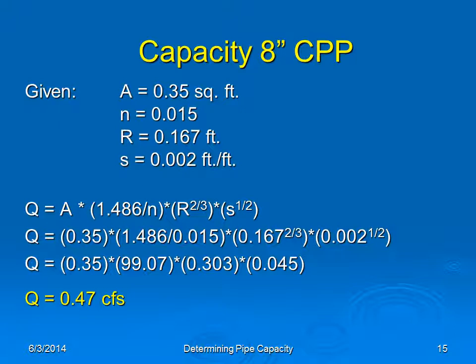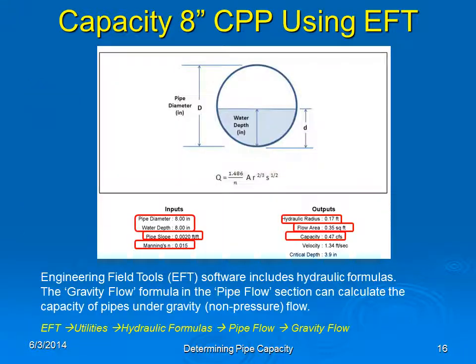Doing the calculation, we see that Q equals 0.35 times 1.486 divided by 0.015 times 0.167 to the 2/3 power times 0.002 to the 1/2 power. The bottom line here, we calculate that out, we get a capacity of the 8-inch pipe of 0.47 CFS.